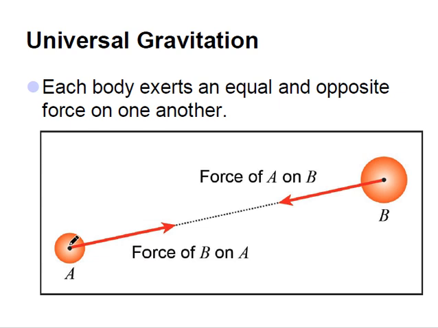This is going to exert a force on that, and that is going to exert a force on this. Since you're exerting the force from here to there, the direction is going that way. Since you're exerting the force from here to here, the direction is going this way. So you have opposite direction, but you have the equal magnitude of that force.